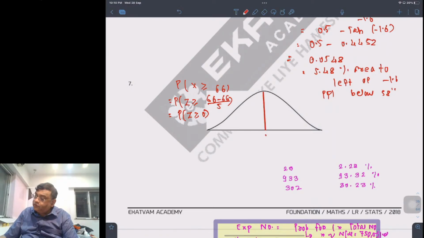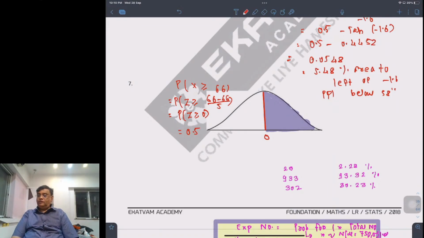And then to the right of 0, the whole area is going to be 0.5, because ये half part हो गया. And therefore this probability is directly equal to 0.5. I hope this is clear. I am sure this is understood. No doubt whatsoever that these 7 parts are clear.